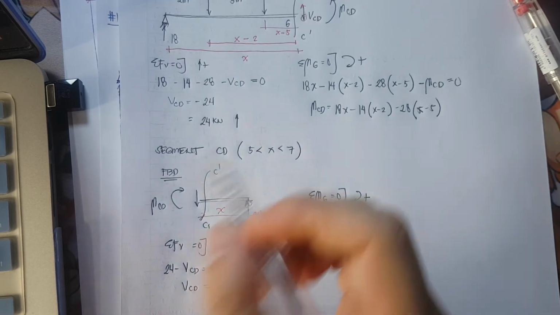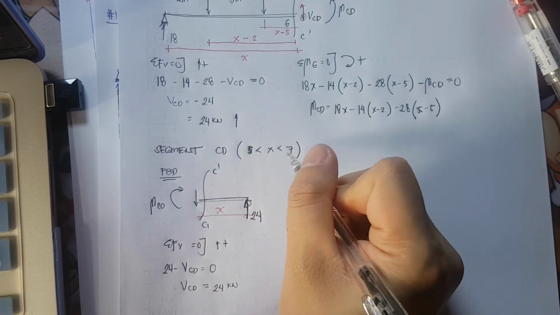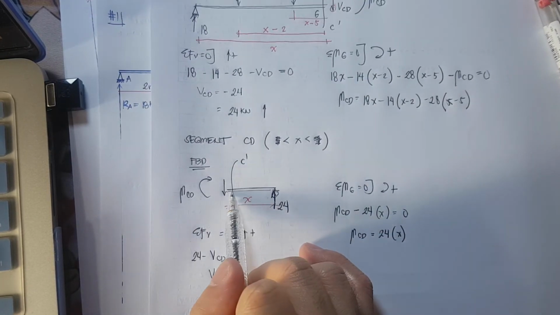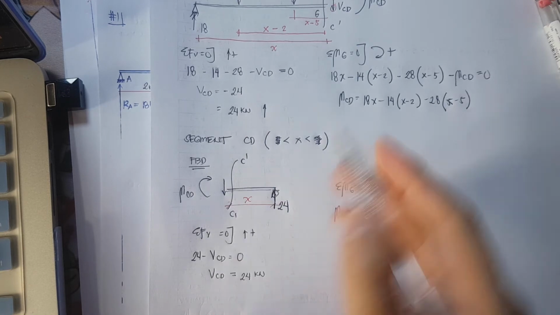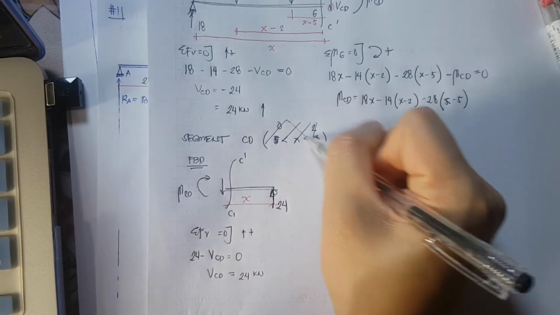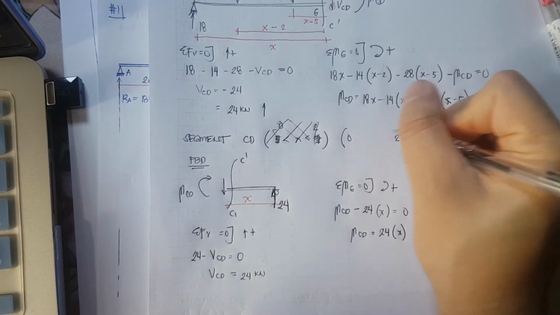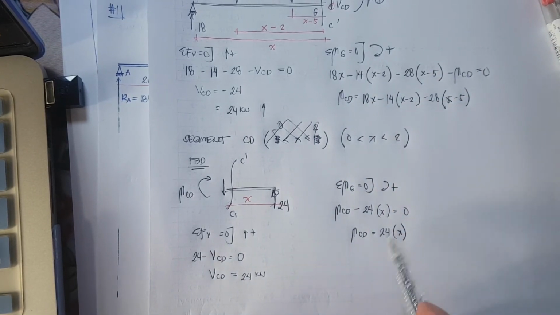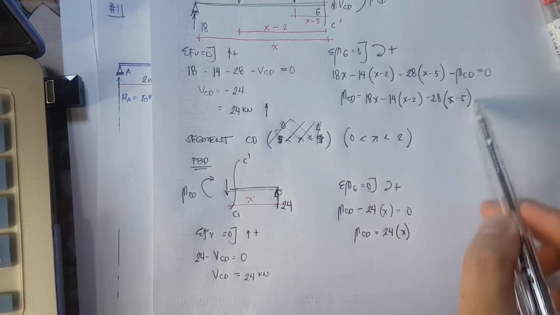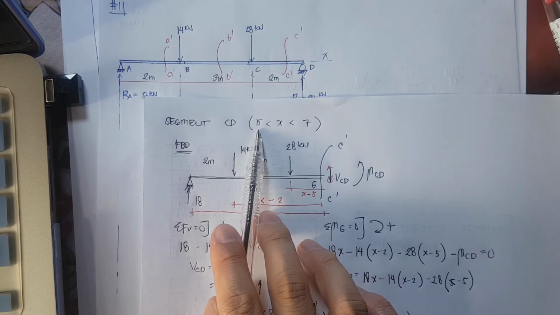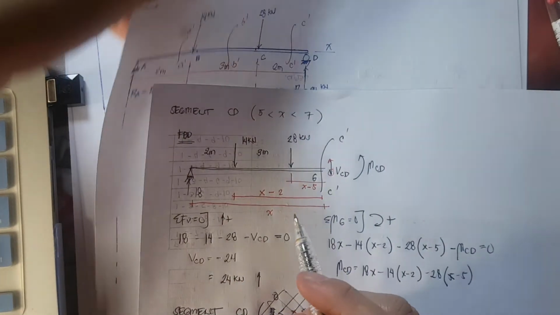By the way, mali ito. This should not be 5 to 7. It should be from 0 to 2. I repeat, it should be from 0 to 2. Okay? 0 to 2 yung limits natin. Okay. Mamaya, makikita natin if this expression here is the same as the expression here using these limits. Okay, so now we're ready to plot our shear and moment diagram.